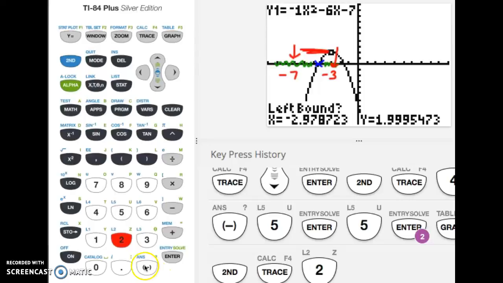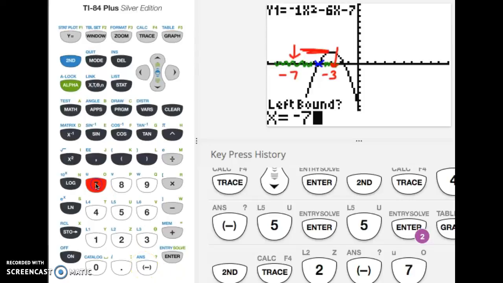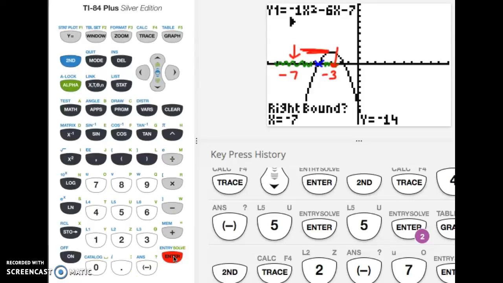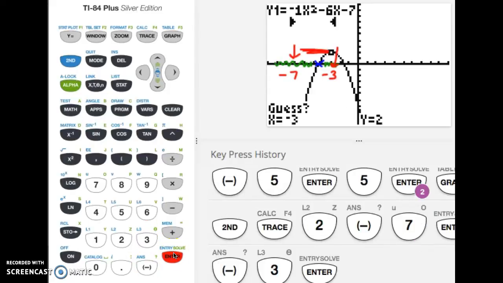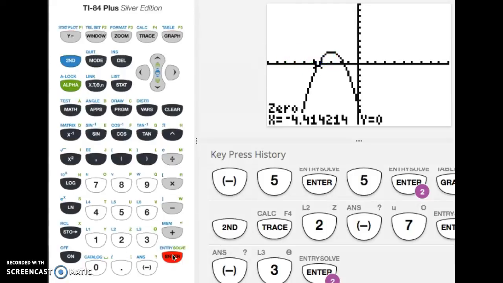So my left bound, I'm going to make -7, and I'm going to hit enter. Again, notice how the arrow shows up above it. My right bound, I'm going to hit -3, hit enter. Notice how it shows up above it, and it should find the 0 in between them once I hit enter one more time. Okay, so -4.41 is one of the answers. I'm just going to write it right here. So that 0 is -4.41.